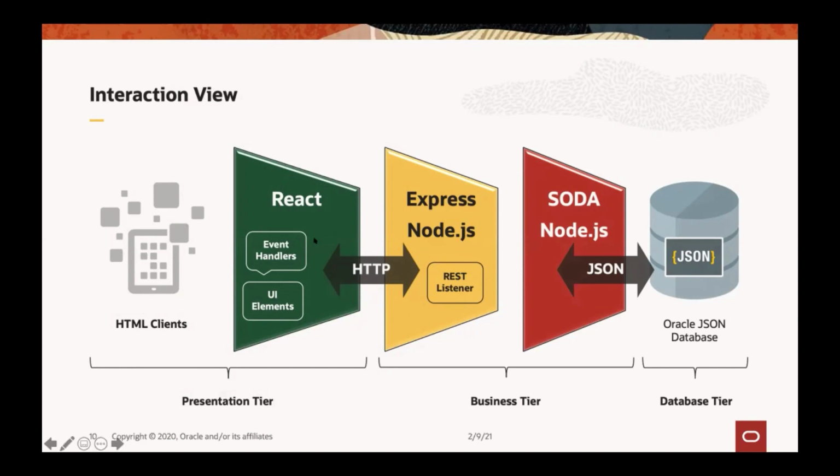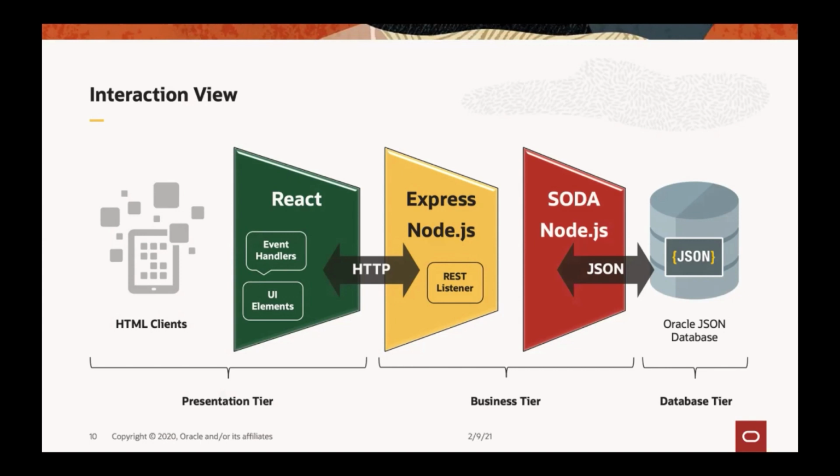And React is going to send HTTP requests and wait for a response. The HTTP requests and responses are managed by Express.js. It opens a REST listener. It listens to HTTP requests and forwards the requests to Soda when it wants to query the database. It might have some business logic as well, which could get quite complex. And after the processing, it returns an HTTP response to the client.